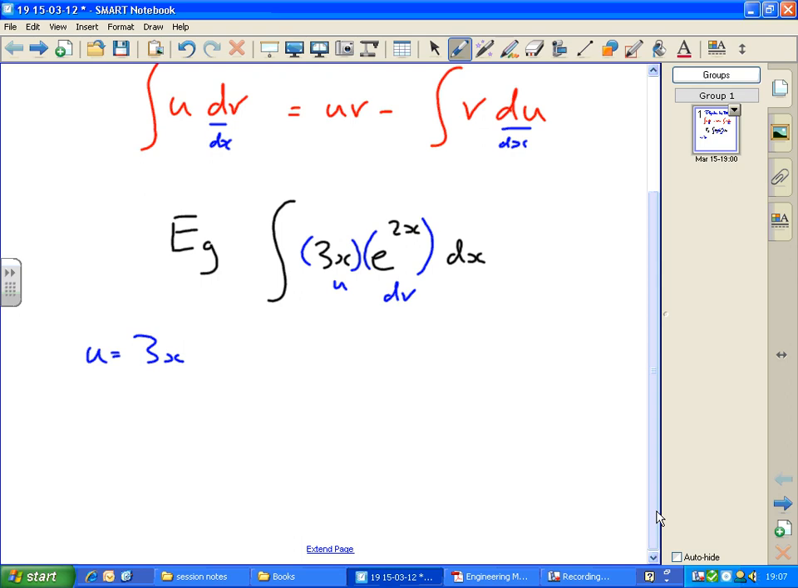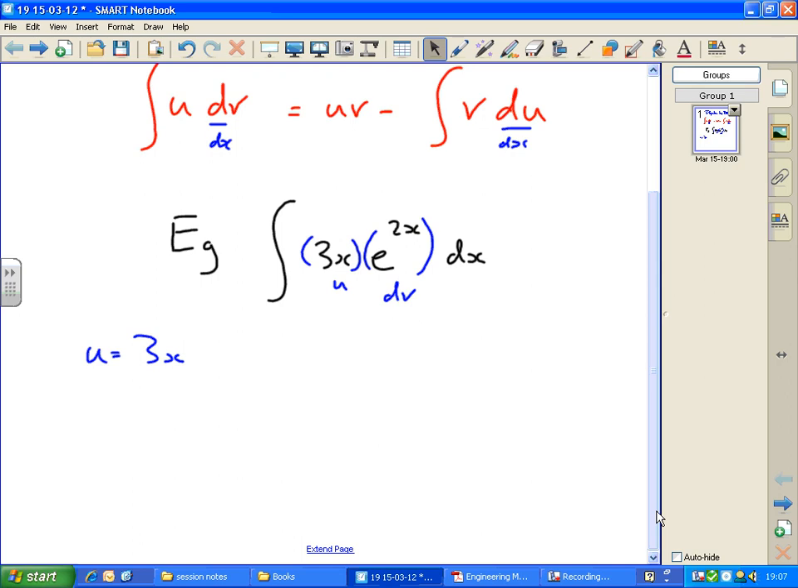Probably best to do it by example, but I'm going to talk about how it works as I go along, because the hard part of this method is to decide which bit of my integral I'm going to call u, and which bit am I going to call dv. I chose to let 3x equal u and e to the 2x be dv. I could have chosen to do it the other way around, but there's a reason why I chose to do it that way. I'll explain it and then you'll see it work by example.